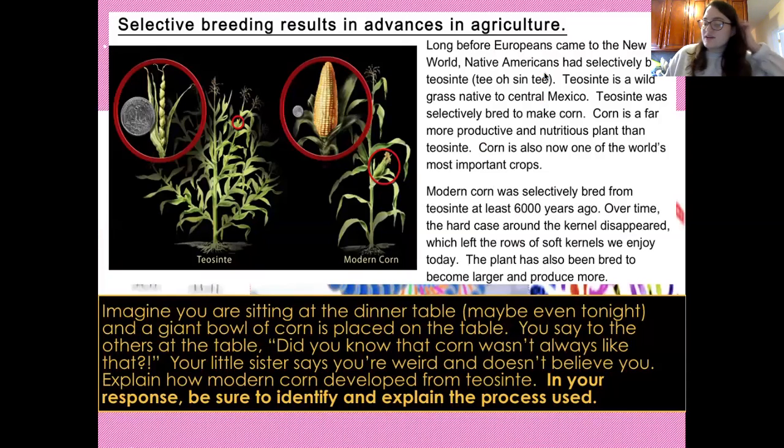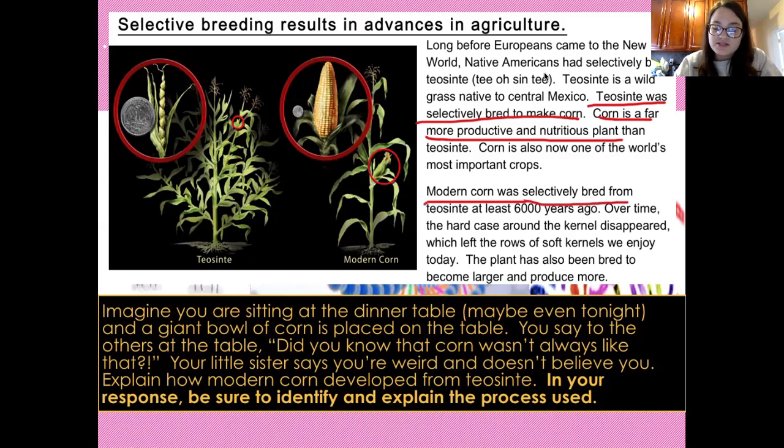Next up, we've got a trait about selective breeding resulting in advances in agriculture. Specifically, we're going to be talking about corn. So once again, I'm going to read through this passage with you and underline anything important. Long before Europeans came to the New World, Native Americans had selectively bred teosinte. Teosinte is a wild grass native to central Mexico. Teosinte was selectively bred to make corn. Corn is a far more productive and nutritious plant than teosinte. Corn is now also one of the world's most important crops. Modern corn was selectively bred from teosinte at least 6,000 years ago. Over time, the hard case around the kernel disappeared, which left the rows of soft kernels we enjoy today. The plant has also been bred to become larger and produce more.